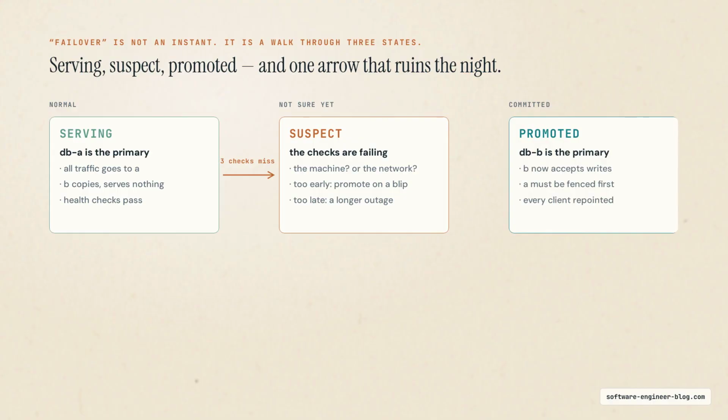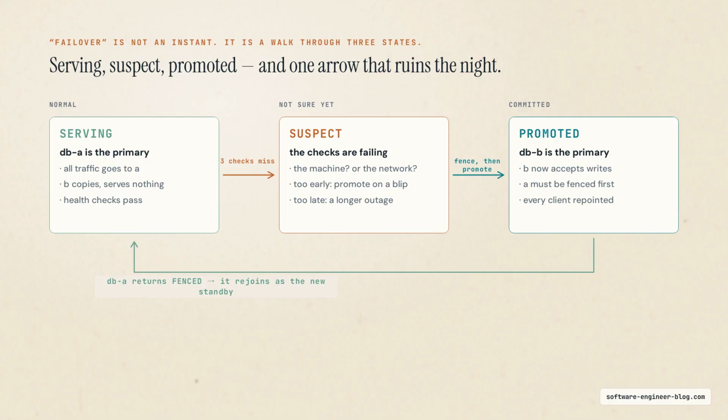Then there is the transition nobody plans for. The old machine comes back. It still has your data. It still believes it is the primary. If it starts accepting writes again, you now have 2 primaries and 2 different versions of the truth.